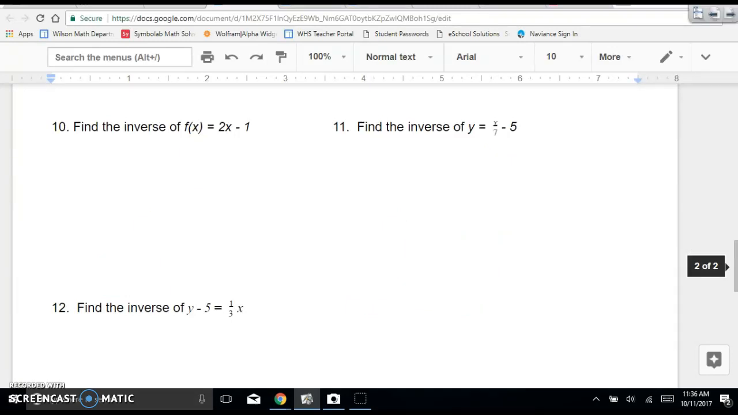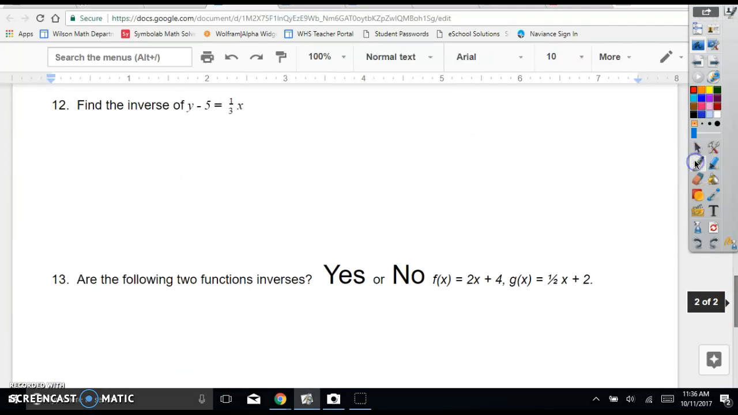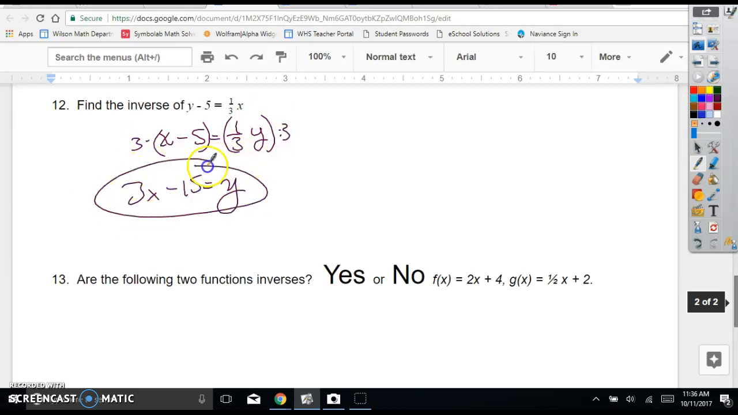Moving down to 12, 13, 14. Okay, we'll do 12 and 13 on this screen. So starting with 12, still finding the inverse. So let's go ahead and switch our x and y. And now I'm going to multiply both sides by 3 to get rid of this 1/3, because 3 times 1/3 is 1y, and this will be 3x minus 15.